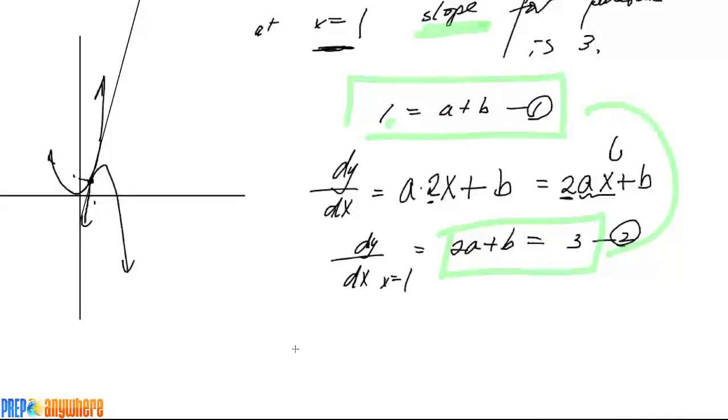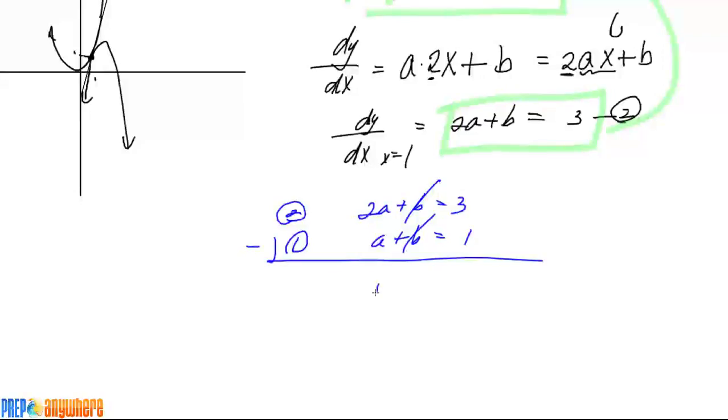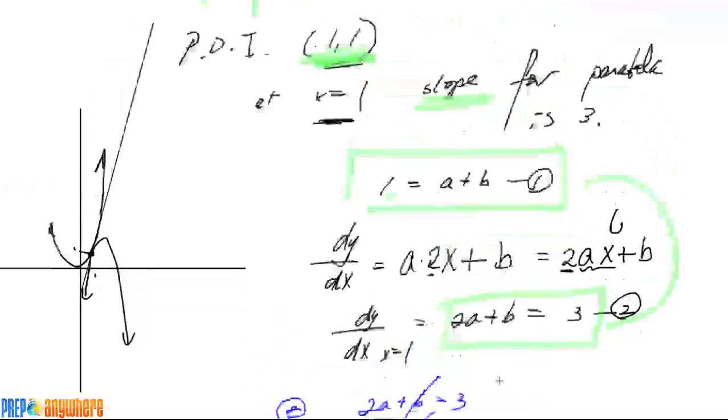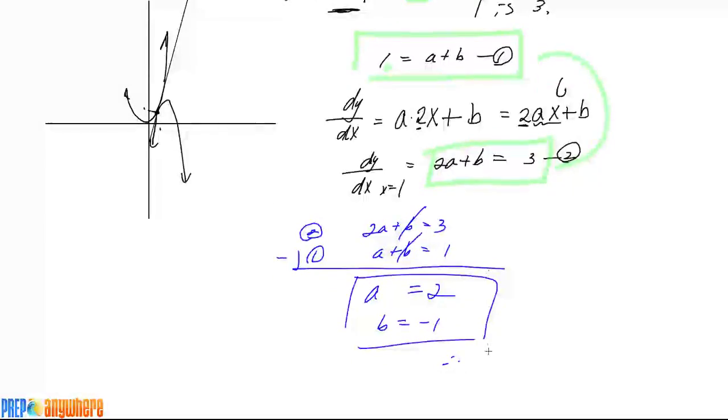Okay, so now I'm going to just do elimination. Equation 2: 2a plus b is equal to 3. Equation 1: a plus b is equal to 1. And subtract this. Okay, a is equal to 2. Since a plus b is equal to 1, b must equal -1. Therefore, our final answer that we want is y equals 2x squared minus x.